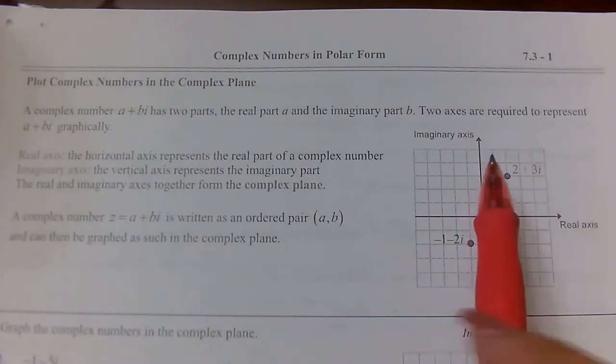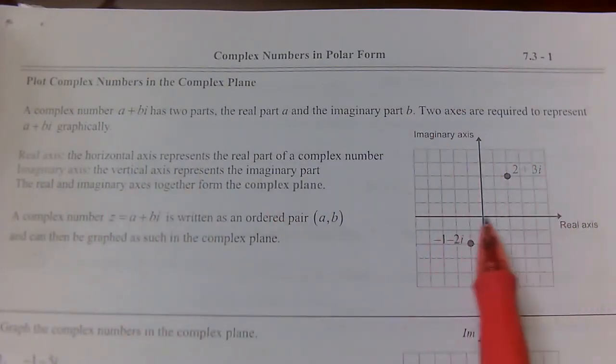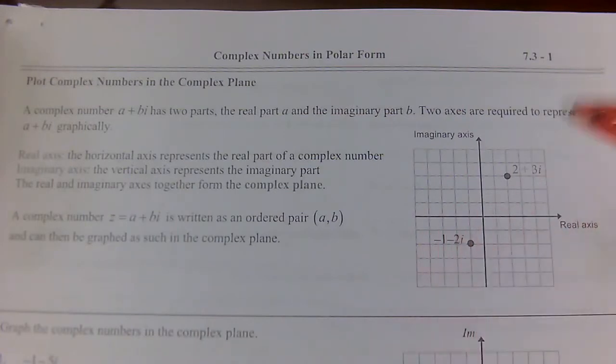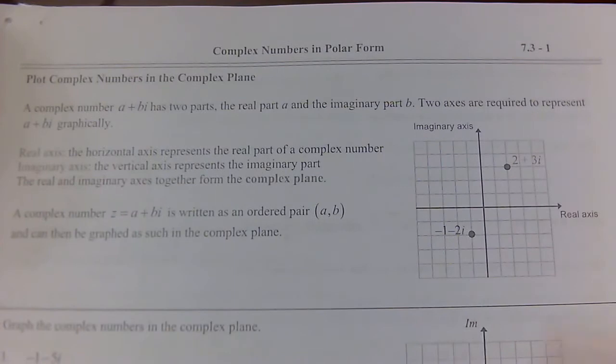Okay, two axes are required. We're going to have our real axis, which will be the x-axis, and then the imaginary axis will be our y-axis. So a complex number can be written as an ordered pair. Instead of using x and y, we'll be using a and b. So a will be the coefficient of the real number, and b will be the coefficient of the imaginary number.